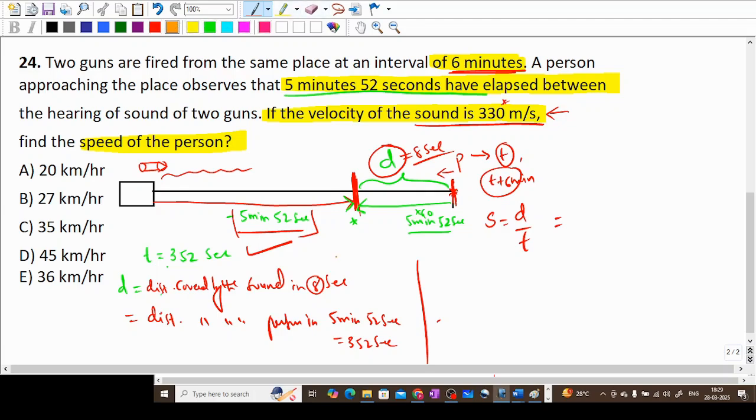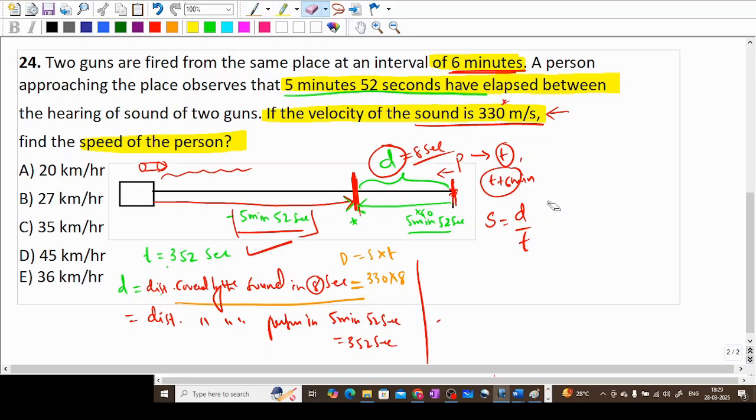Let us calculate the distance in this case. What is the distance? Distance is the distance covered by the sound in 8 seconds. So distance is equal to speed into time. What is the speed? 330. What is the time? 8 seconds. I am not multiplying it, just let us write it directly. So therefore my speed is equal to distance. What is the distance? 330 into 8 by time. What is the time? 352 seconds.